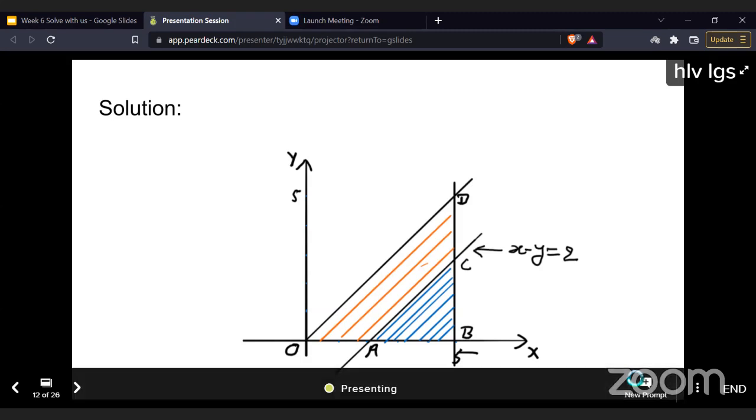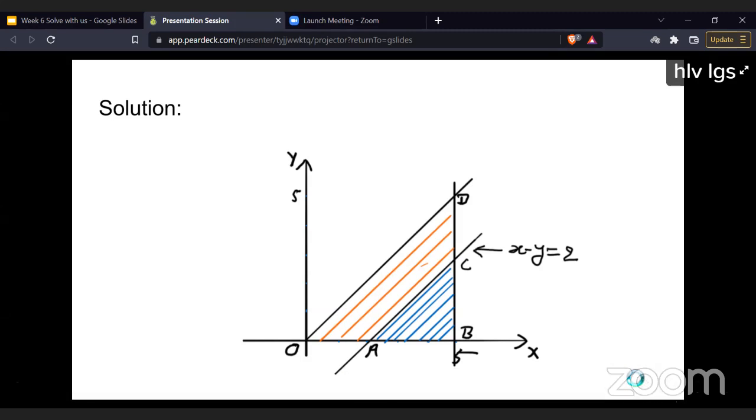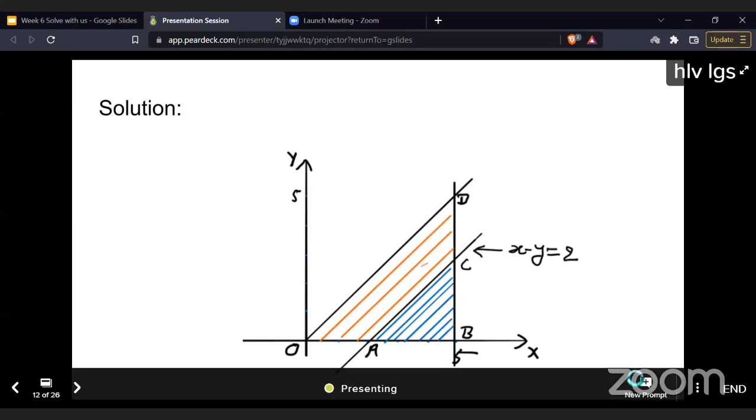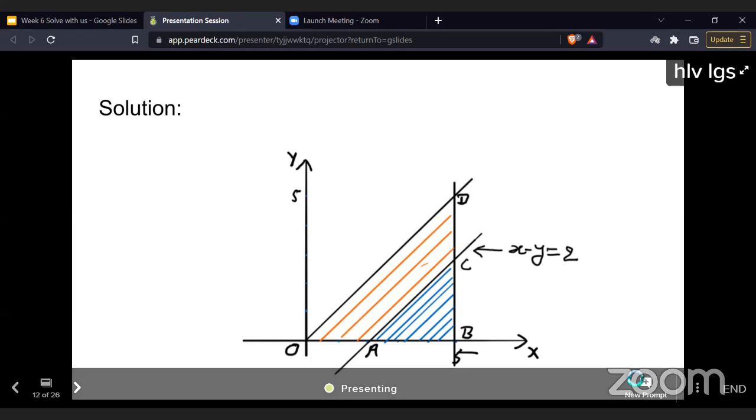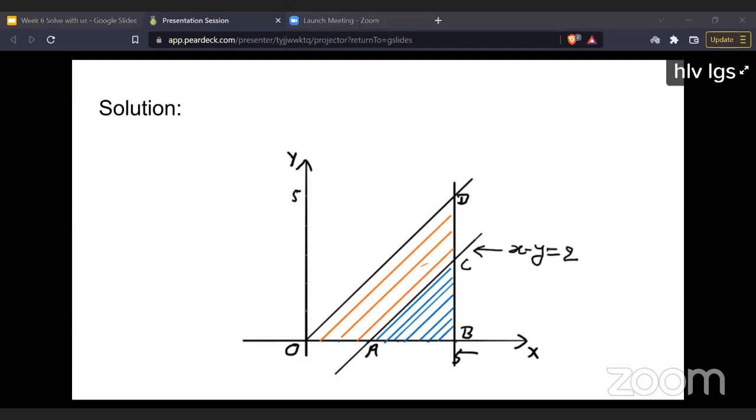Okay, let's go back first. Say I want to integrate first with respect to x. What should the limit of x be? x would be 0 to 5 and y would be 0 to x minus 2. No, the limit of integration that we're taking is wrong. Let's solve this problem using this integration method.